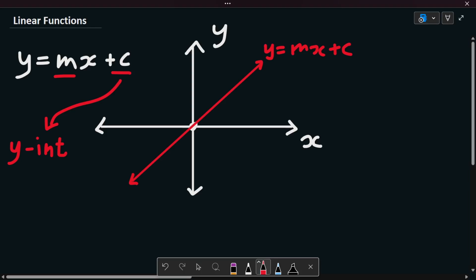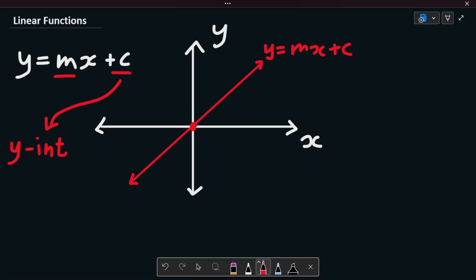Now, what do we know about a y-intercept? The y-intercept is the point that touches the y-axis, if it wasn't so obvious. It's the point that intercepts the y-axis. So if we look at this graph over here, we can clearly see that it touches one point only, which is going to be, y is equal to which value?